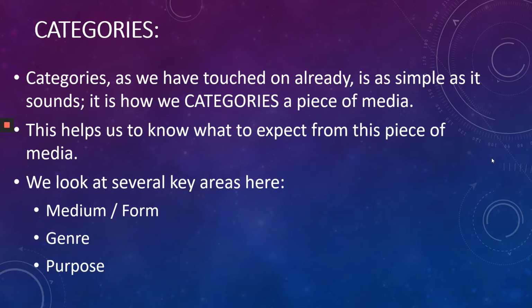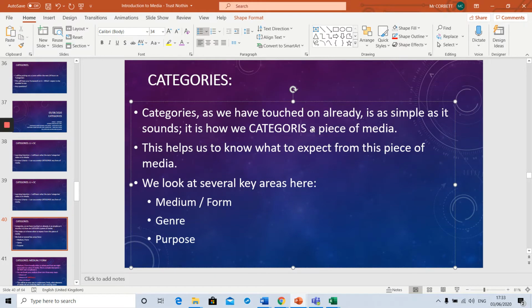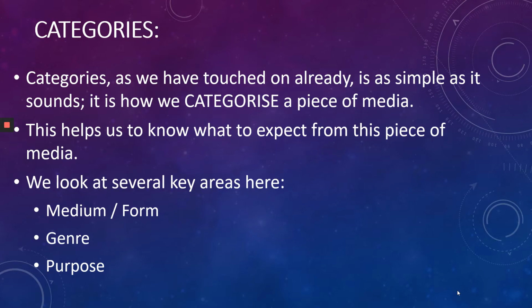So categories, as we've touched on already, it is as simple as it sounds. It's how we categorize a piece of media. This helps us to know what to expect from said piece of media. So we look at several key areas here. For our purposes today, we'll be looking at medium or form of media, genre of media, and the purpose of media. We're not really going to talk about purpose because we talked purpose to death in our conference call. So we're going to mainly focus on medium and form, and we're going to focus on genre.